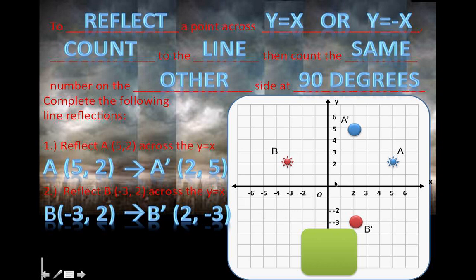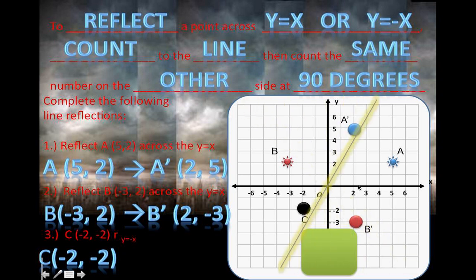But I made it disappear here just so that you'll be able to see a little better for the next example. Because example C is going to reflect the point negative 2, negative 2. It's this point right back here. And it's going to reflect it across the line y equals negative x. You'll notice that this notation is a little different. The lowercase r still means reflection, and this tells you what line you're going through. So y equals negative x, so that other diagonal right here.